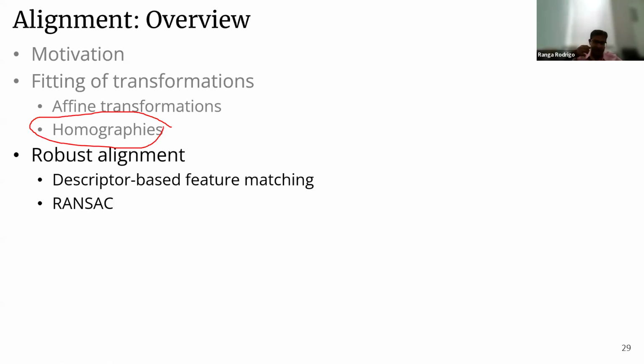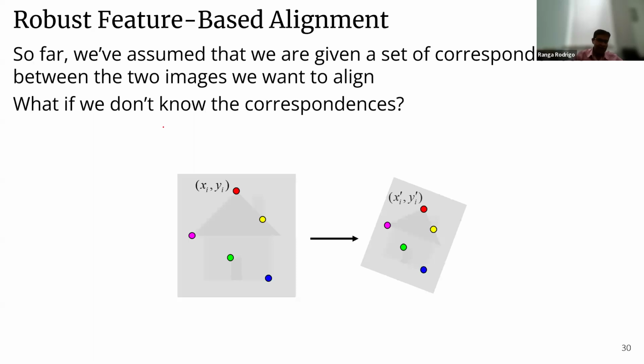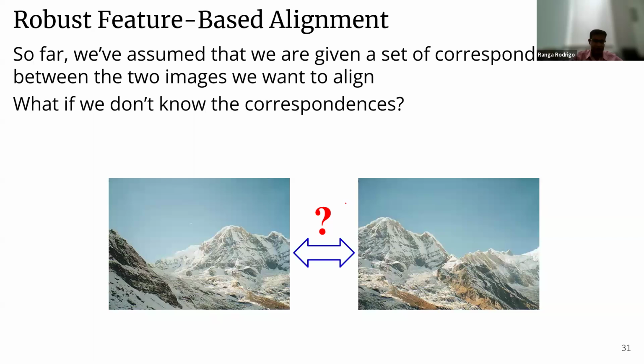Okay, so now let's look at the descriptor-based alignment that you can do and that you will do in the assignment. So far we have assumed that we are given a set of correspondences between two images and we want to align. What if we do not know the correspondences? That means we do not know that this red point corresponds to this red point, that this yellow one corresponds to this yellow one.